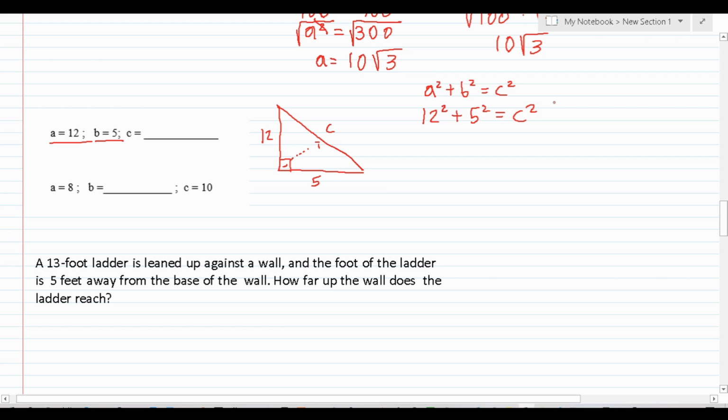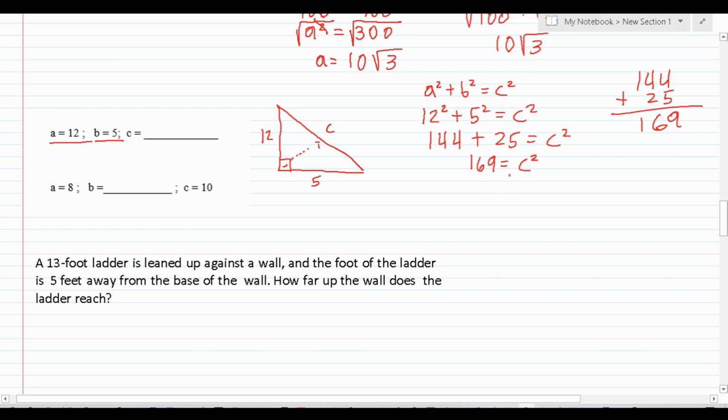All right, according to the order of operations, we've got to deal with exponents next. So let's go ahead and work out these squares. 12 squared is 144 plus 5 squared, which is 25, equals c squared. In case you can't do this one in your head, it's fine to work this off to the side. 144 plus 25. 4 plus 5 is 9. 4 plus 2 is 6. And 1 plus nothing is just 1. So this becomes 169 equals c squared.